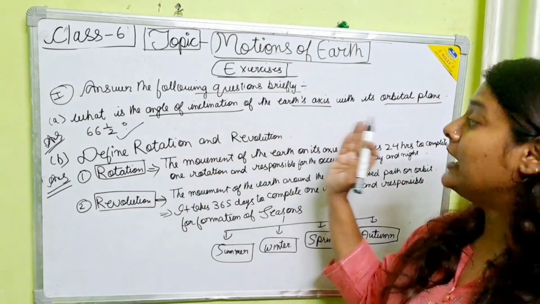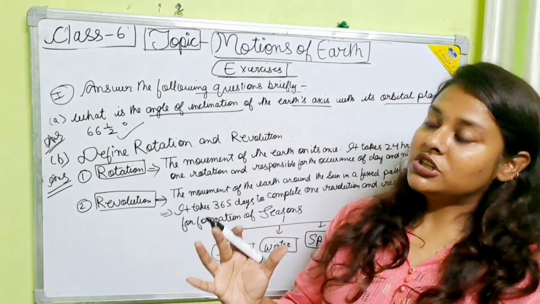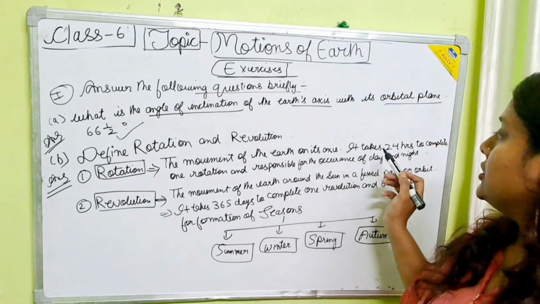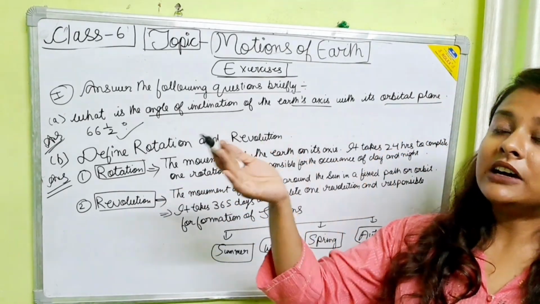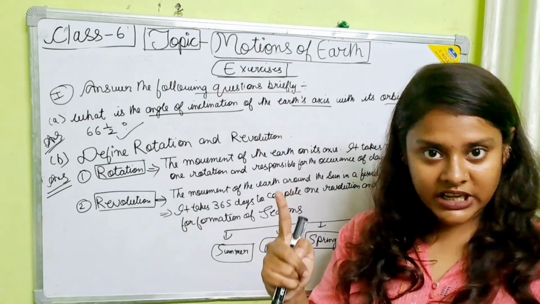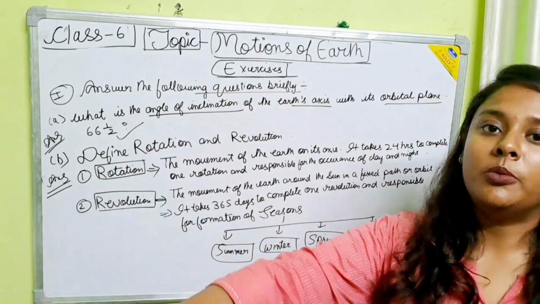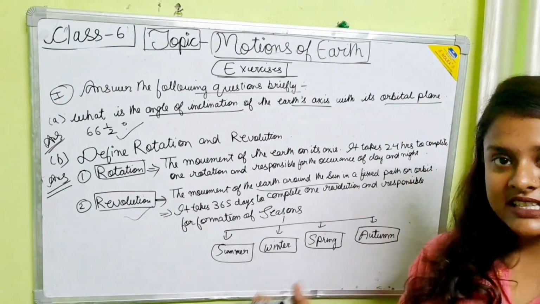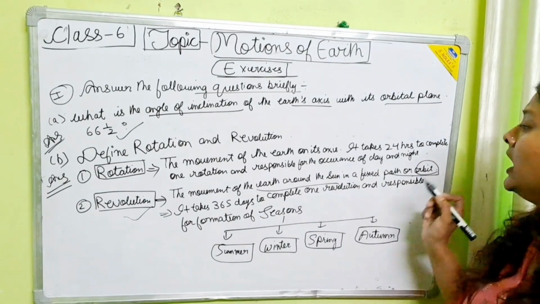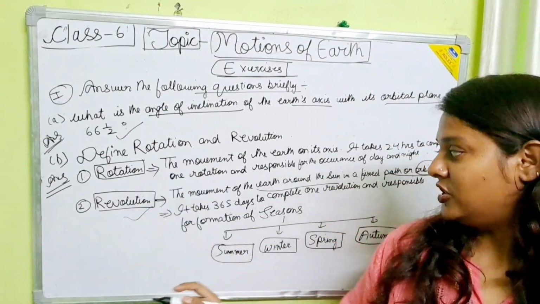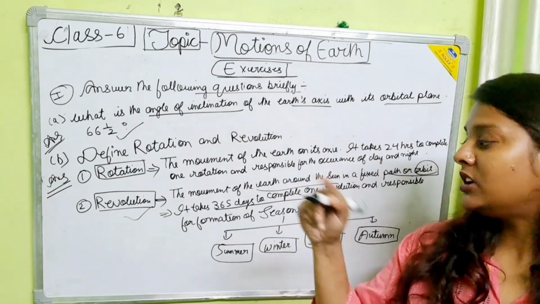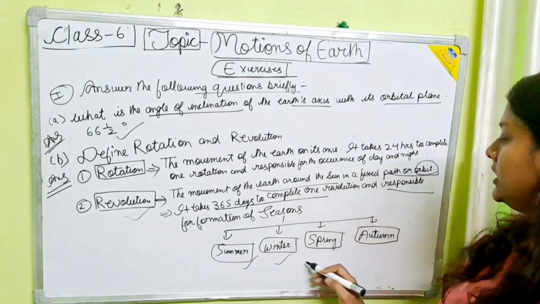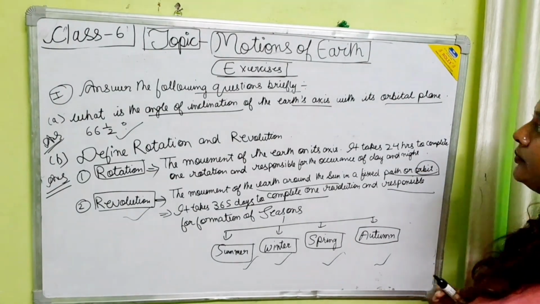Define rotation and revolution. The movement of Earth on its axis is known as rotation. Earth takes 24 hours to complete one rotation, and it is responsible for the formation of day and night. When we talk about revolution, the movement of the Earth around the sun in a fixed path or orbit is known as revolution. It takes 365 days to complete one revolution around the sun, and it is responsible for the formation of seasons, which are summer, winter, spring and autumn.